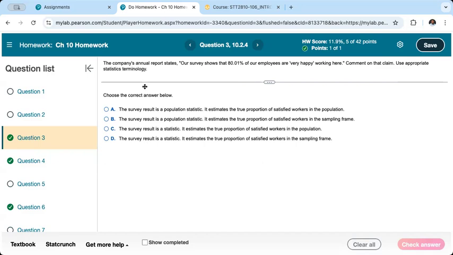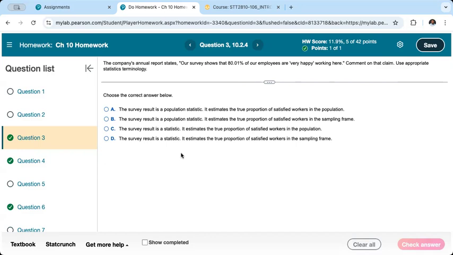So we are told that the company's annual report states our survey shows that 80% of our employees are very happy working here. Is that okay? And then you're asked to comment on that claim. Use appropriate statistics terminology. So when I look at this, the first thing you have to ask yourself is, is the survey result a population statistic or a statistic? What do you think it is?